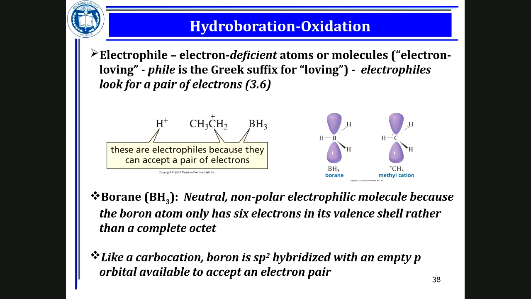BH3 is classified as an electrophile because it is electron deficient. Borane has this Lewis structure. It has an empty orbital, the octet is not satisfied, and it is looking for electrons, so it is defined as an electrophile. Because it is an electron acceptor, it is also defined as a Lewis acid, acting as an electrophile.